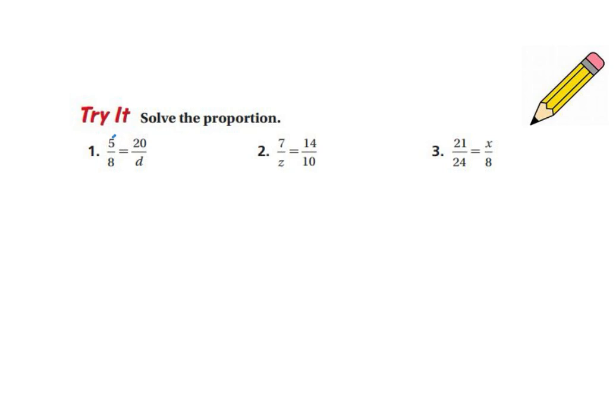In this first example, I see 5 times 4 would give me 20. So 8 times 4 would be 32. 7 times 2 is going to be 14. So what number times 2 is 10? That would be 5. And now in this third one, let's work backwards. 8 times 3 is 24. So what number times 3 would give you 21? That would be 7.